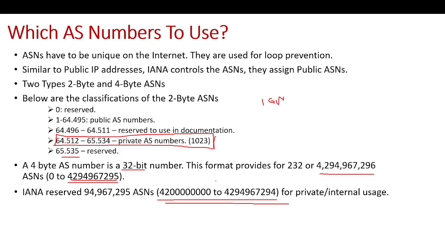So this is just a quick discussion on which AS numbers you can use on your network. Unless there is any question, we'll move to the next slide. Any question, any comment, any clarification you require about this?